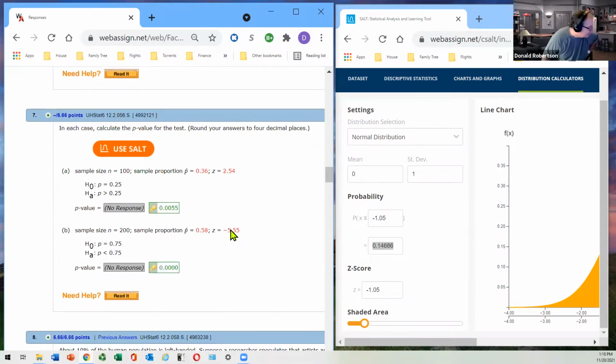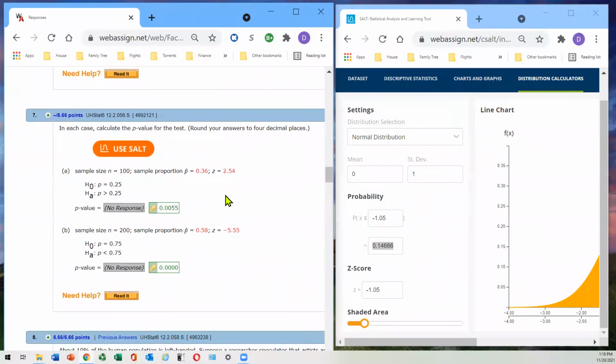Okay. Now, question 7 is different. Do you notice question 7 has a sought button? Yes, I do. That means we are now going to do that, and it's not the Z-score that they want. They want us to find the p-value.